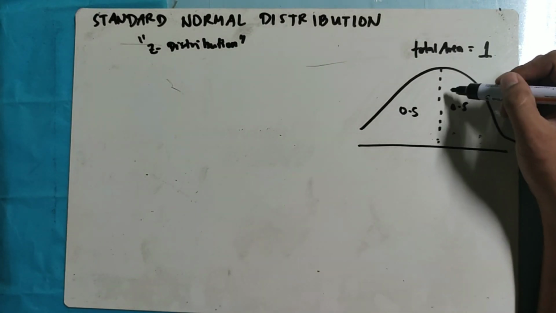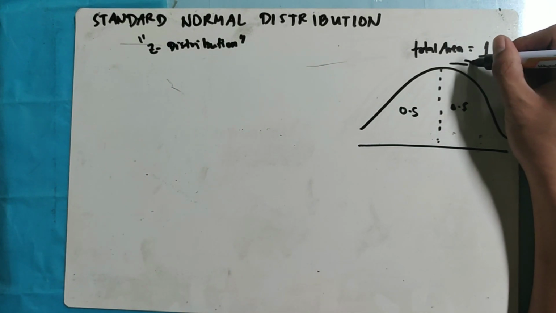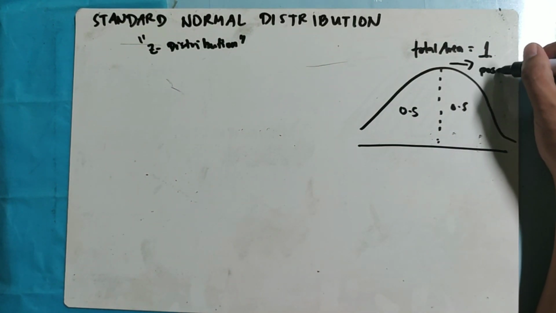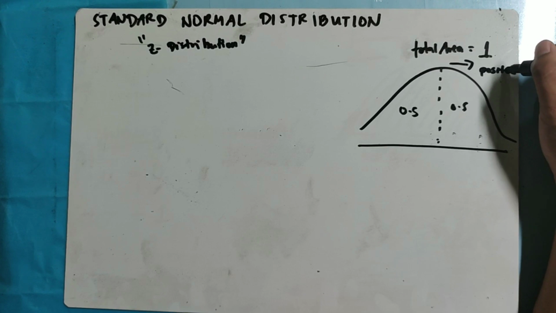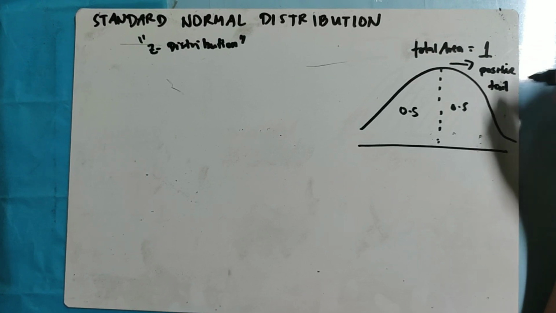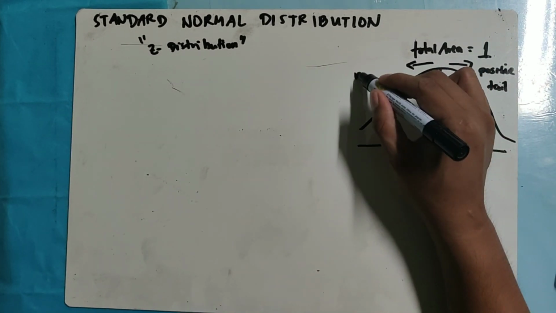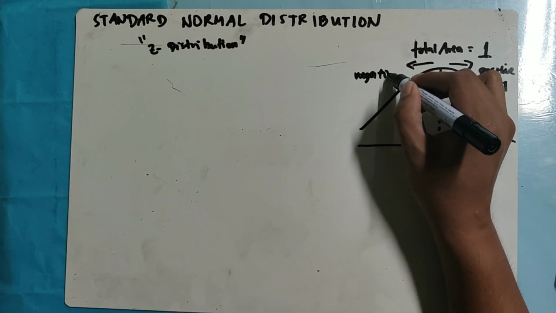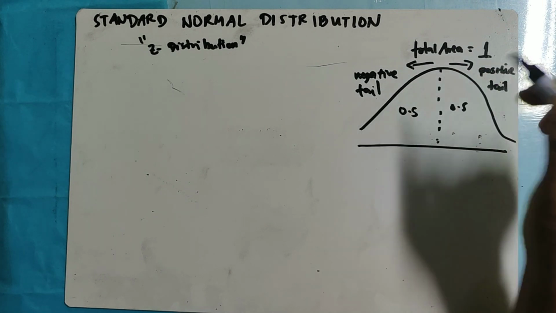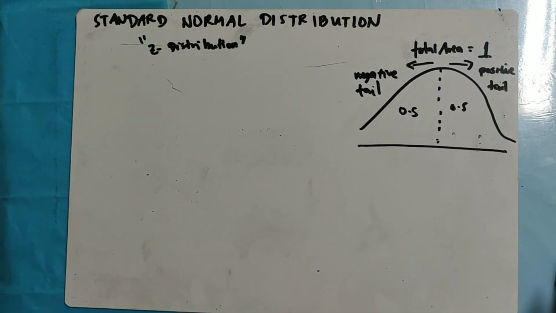Okay, this part, the right part or the right tail, is what we call the positive tail. And this part naman, the left part, is what we call the negative tail. The positive and the negative.